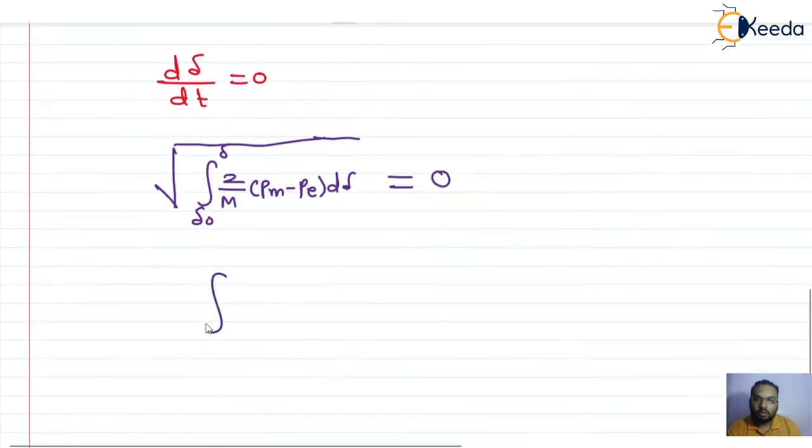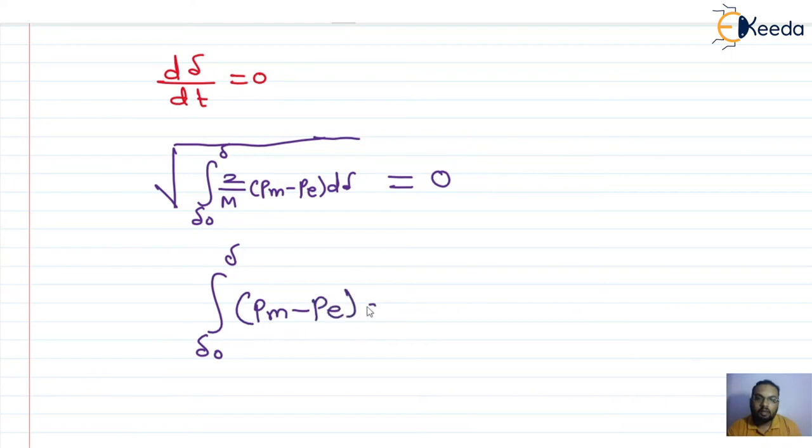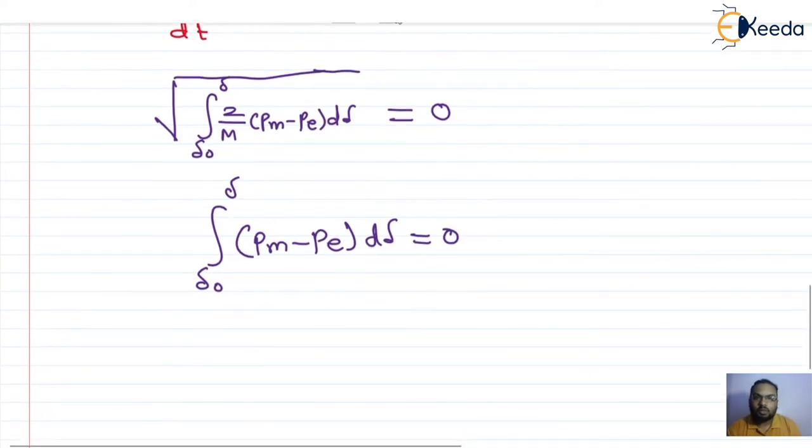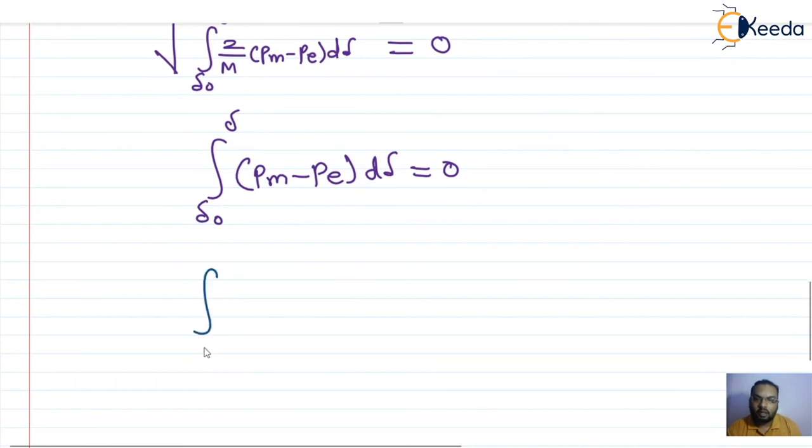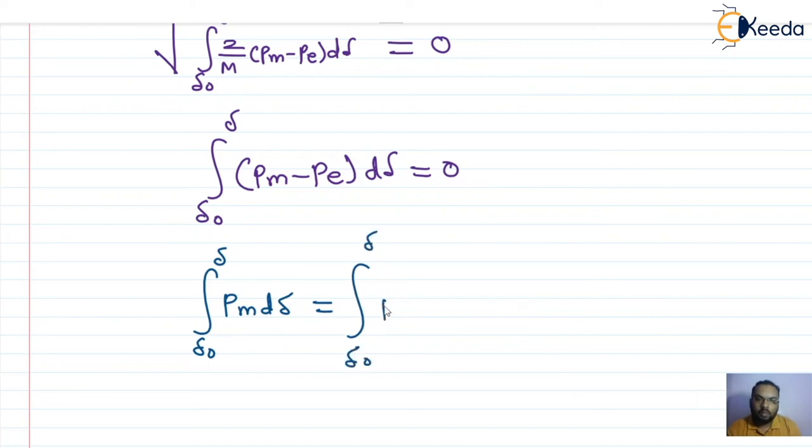So here we get integration from δ0 to δ. Again, 2/m is a constant term, so we can take it out of the integration. If I shift it to the other side, it becomes 0. So we are simply getting the integral of (Pm minus Pe) dδ equal to 0. More specifically, I can write it as the integral from δ0 to δ of Pm dδ equal to the integral from δ0 to δ of Pe dδ.